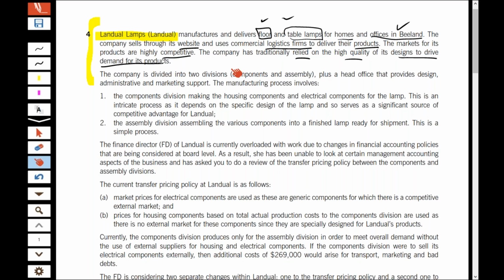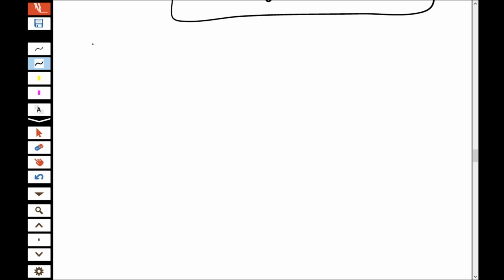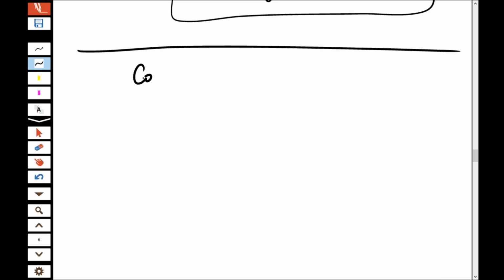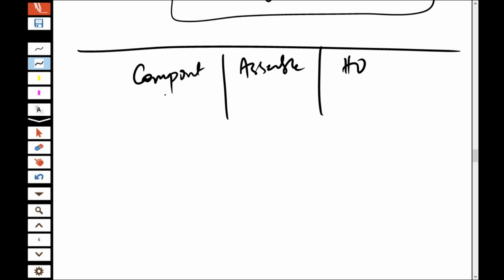Now, the company is divided into two divisions. One is a component division and the other is an assembly division, plus the head office that provides design, admin, and marketing support. So it's going to be like this: you've got the component division, the assembly division, and the head office.